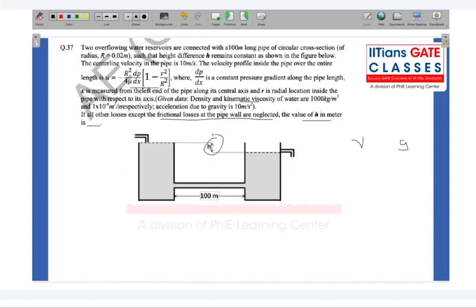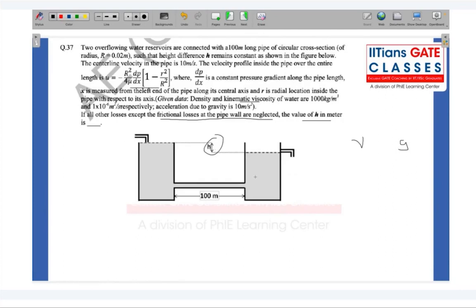Initially, this might seem like a very complicated problem, but let's just break it down one by one. The main reason why the height of the reservoir doesn't reach as much is because of all the frictional losses inside the pipe. The frictional losses will cause a pressure drop.